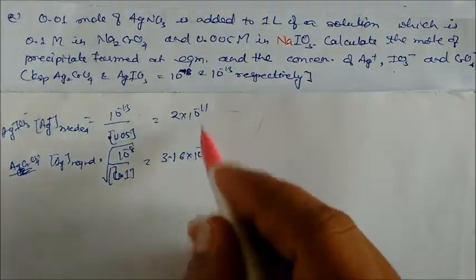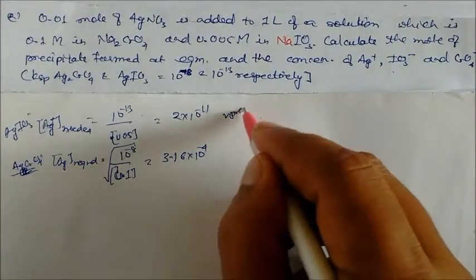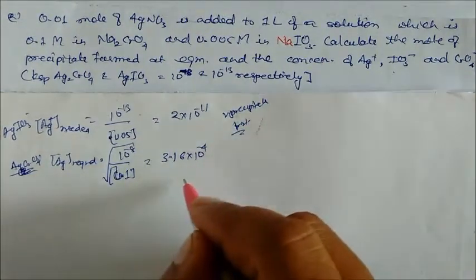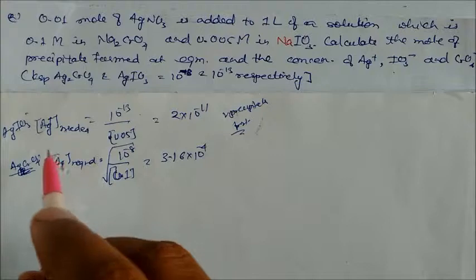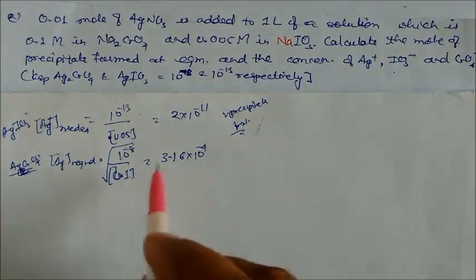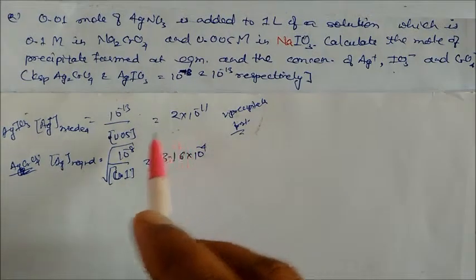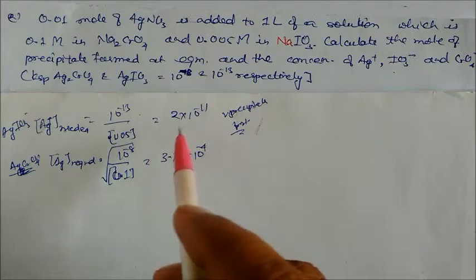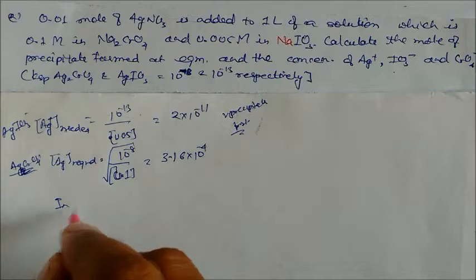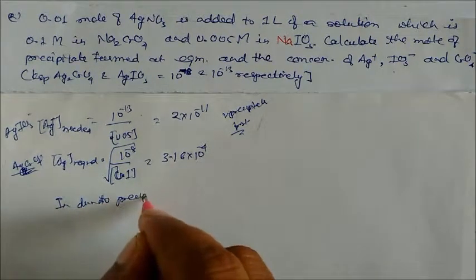Now if you compare silver iodate and silver chromate, this one will precipitate first. It is clear that this will precipitate first, and the other will be more soluble. If you add silver nitrate continuously, the silver iodate will precipitate first, and when the concentration of silver becomes this much, then the chromate will start precipitating. So we have to find how much silver iodate is precipitated.